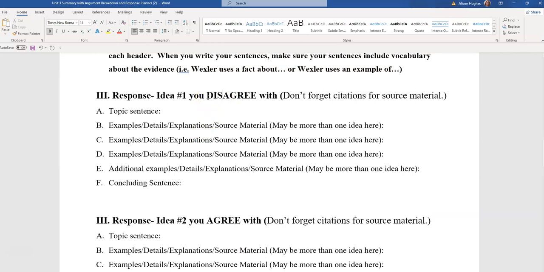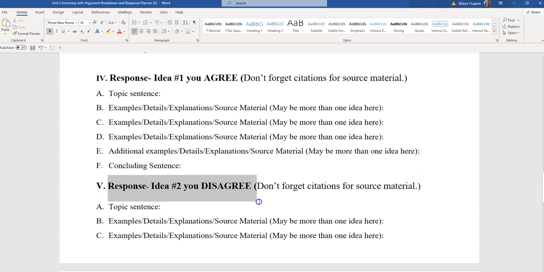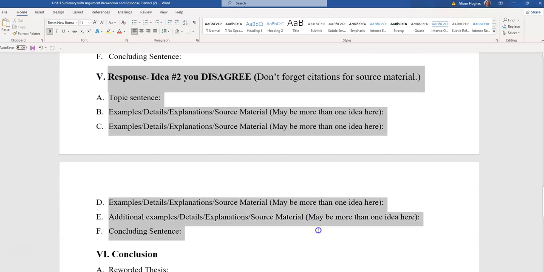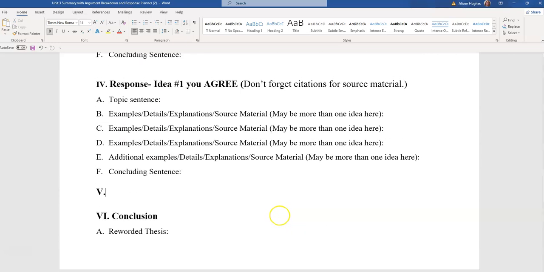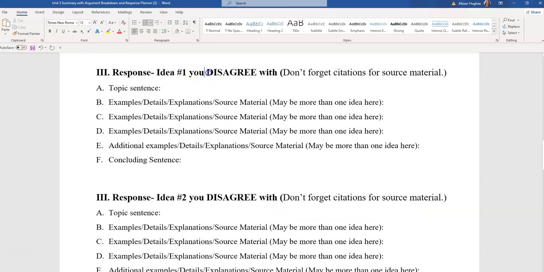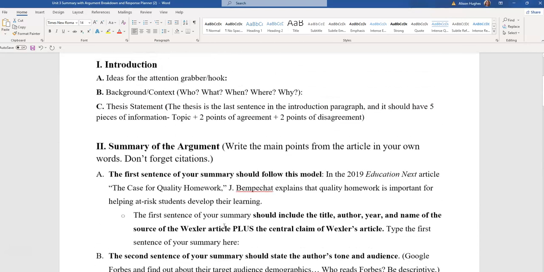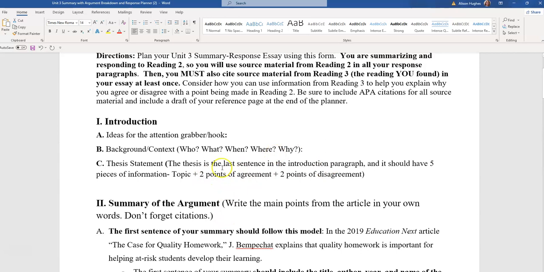But let's say you disagree with Wexler's article. That's your main thing, is you want to disagree with what she says. So you're going to have 2 points of disagreement, and then maybe you're going to have 1 point where you kind of agree with her. And then let's say you're only going to do 3 responses. So if I were to modify my planner like this, I would then need to make sure my thesis follows this same order. What am I going to disagree with? What am I agreeing with? So that's the first thing to keep in mind when you write your thesis, is put the points in the same order as they are in your response paragraphs.